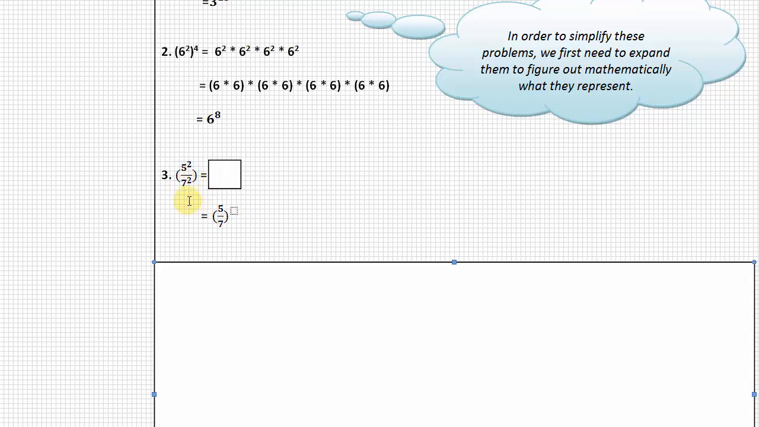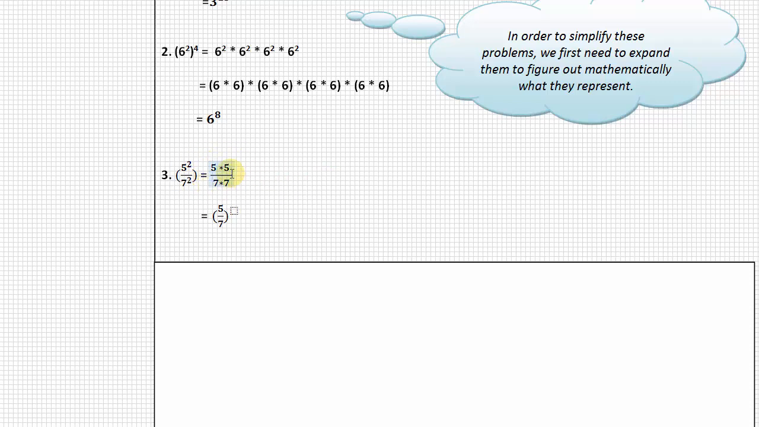Let's expand that out. What is 5 to the second power going to look like when we expand it out? And what is 7 to the second power going to look like? If you said that we were going to take each of those base numbers and multiply it by itself twice, I'd agree with you. And you would end up with something like this. 5 times 5 to be 5 to the second power in the numerator, and 7 times 7 to represent 7 squared in the denominator.